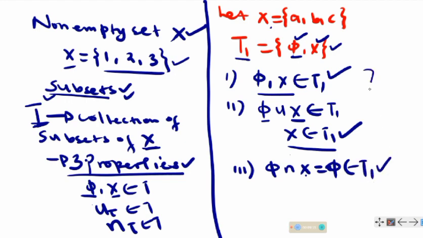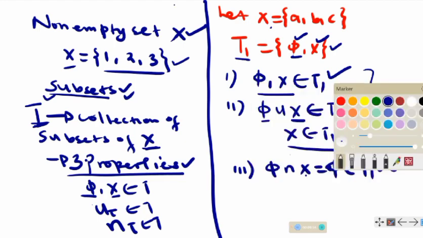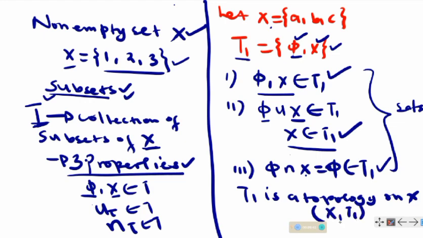So since the 3 properties are satisfied, we shall say that T1 is a topology on X, and the collection X and T1, we shall be calling this collection a topological space. That is our example number 1.